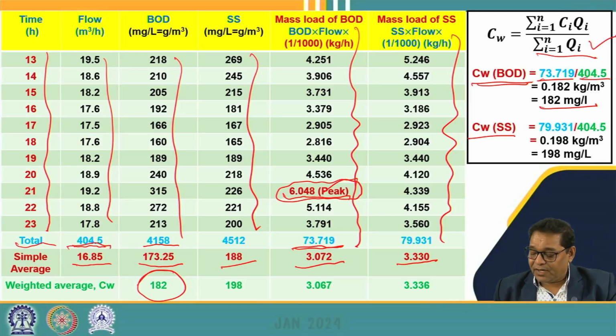Similarly, for the suspended solid, the equalized concentration will be equal to the total sum of the mass loading rate for all 24 hours divided by the total flow rate, which is equal to 0.198 kg per meter cube, which can be converted into milligram per liter by multiplying by 1000. So this will be equal to 198 milligram per liter.